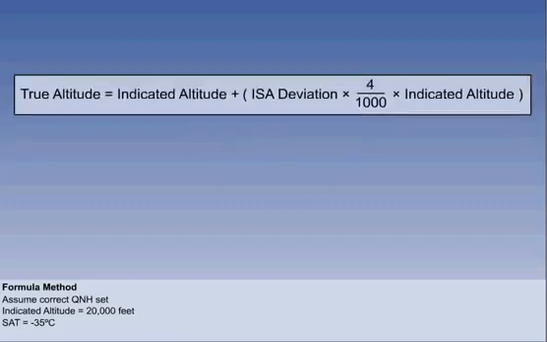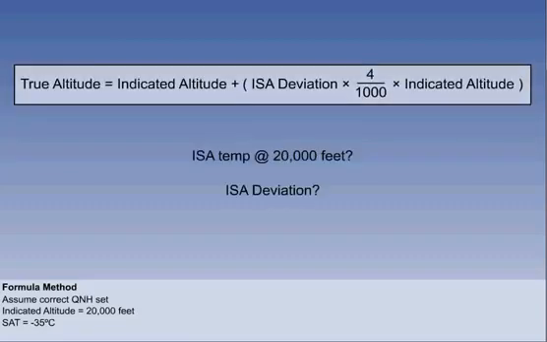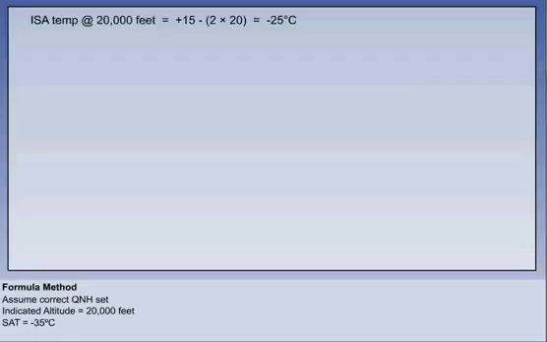The first thing that we have to do is work out what the ISA temperature should be at 20,000 feet and then find the ISA deviation. Click to go on when you've done it. ISA temperature at 20,000 feet is plus 15 degrees at the surface, minus 2 degrees per 1,000 feet. That's plus 15 minus 40. You should have come up with the answer minus 25. However, our static air temperature is minus 35. This is 10 degrees colder than ISA.